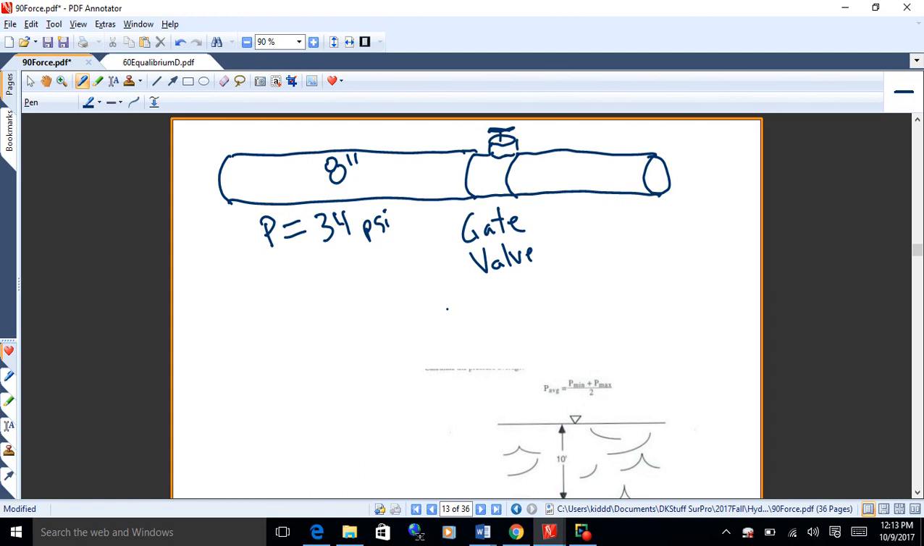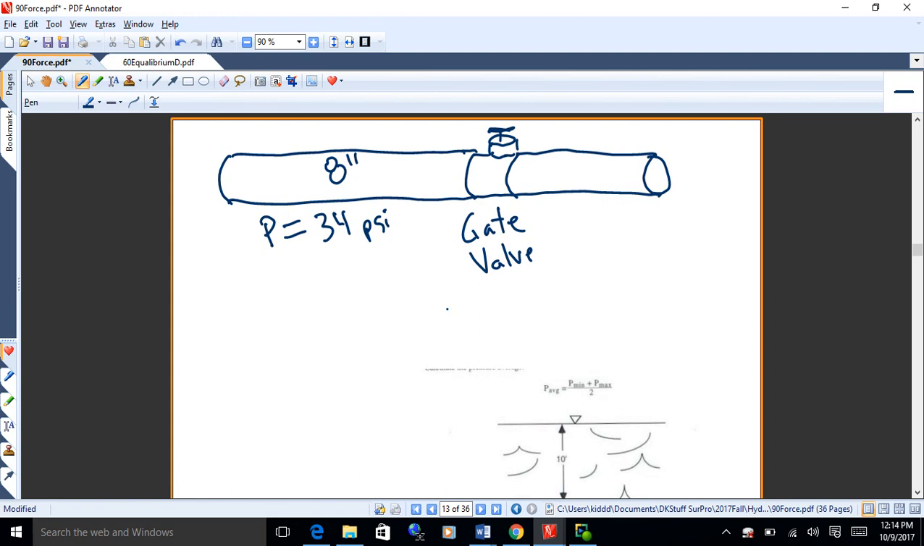$1,700 or thereabouts? Yeah. Okay. So you get a heck of a lot of force built up in these things, okay? And so be aware of that in a water main.